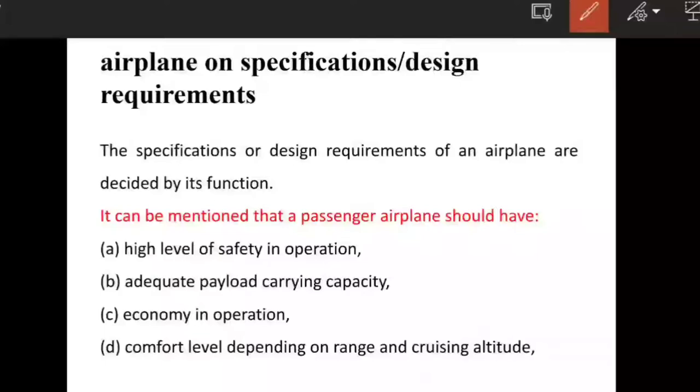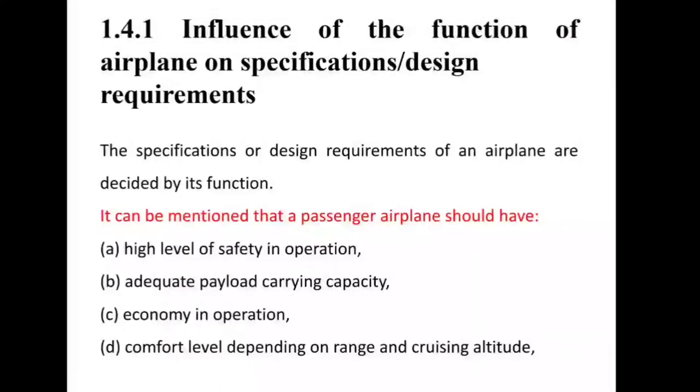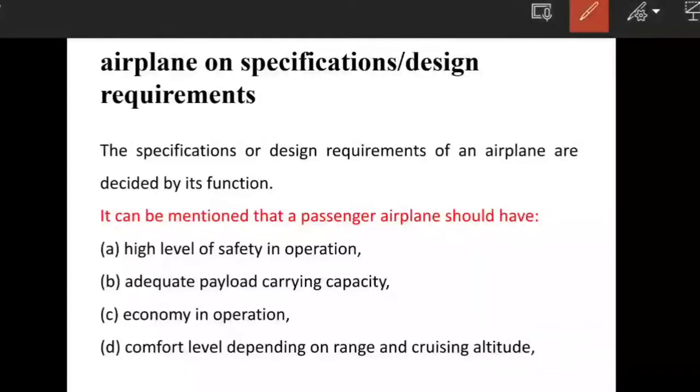Now we are going to see the next point, that is the influence of the function of an airplane on the specification or design requirement. Try to understand what that is: which parameter or performance is affected by the function of the airplane on specification. So let's see, here I mentioned some points. The specification or design requirement of an airplane is decided by its function.